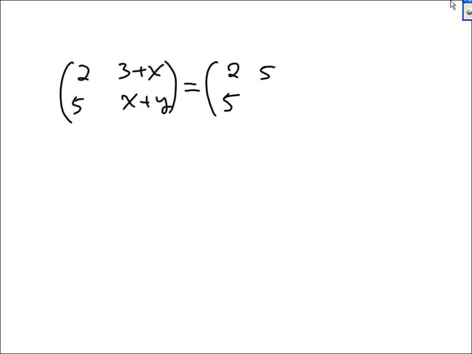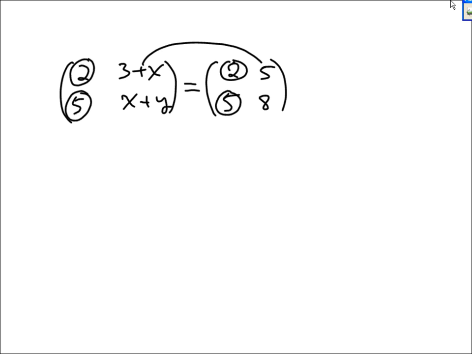Solve for the unknowns. 2, 3 plus x, 5, x plus y. You come to know that that matrix is equal to this matrix: 2, 5, 5, 8. Now, before you get very, very carried away, make sure that this is true. Well, yeah, the 1,1 positions are exactly the same. The second row, first positions are the same.